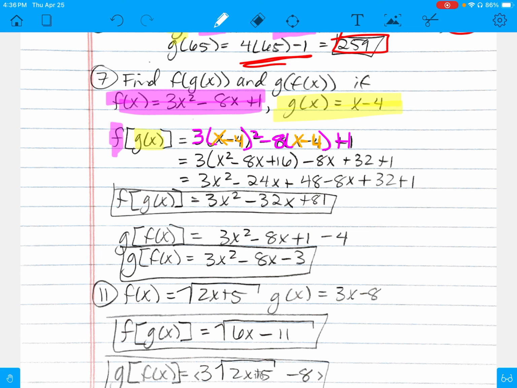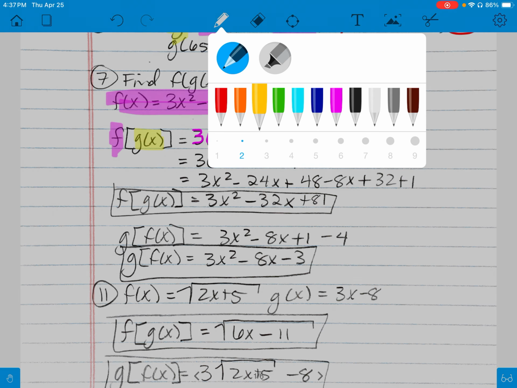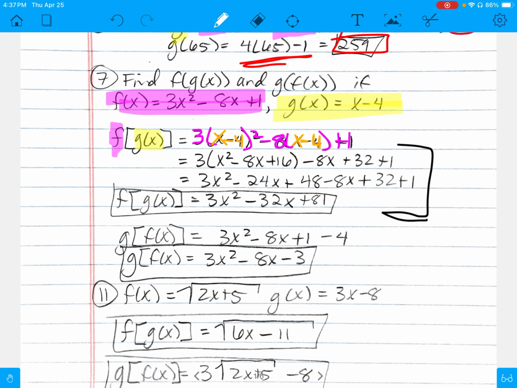So before simplifying, that means we would have 3 times the quantity x minus 4 squared minus 8 times the quantity x minus 4 plus 1. And then everything else we do from that point on is just simplifying. It's trying to make things look nice. So we're distributing to get rid of parentheses, we're combining like terms. That is what all of these next steps in the solution guide are showing, just the simplification part. But the actual composition of functions, where we plug one function into another one, happens at that very first step.